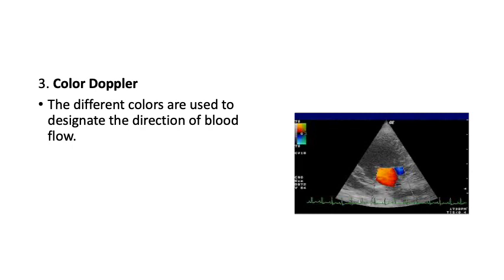Next is the color Doppler. It is an enhanced form of Doppler echocardiography. With color Doppler, different colors are used to designate the direction of blood flow. This simplifies the interpretation of the Doppler technique.